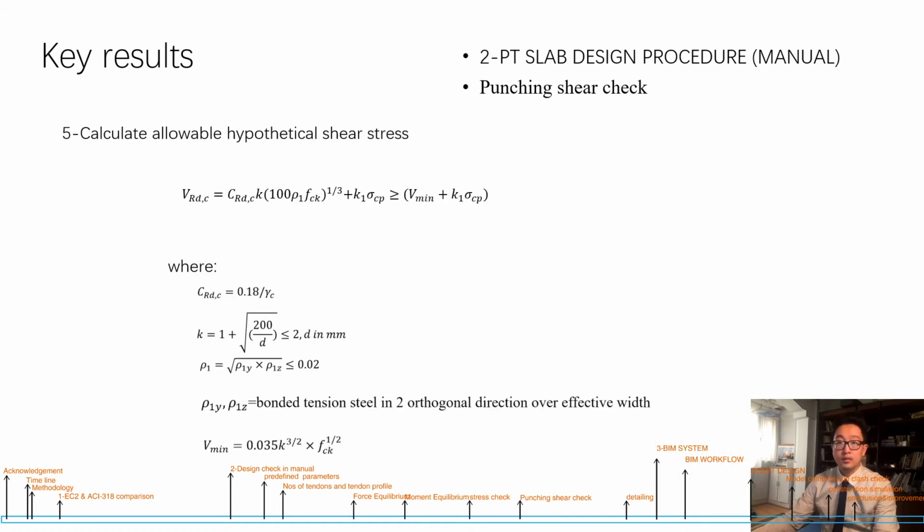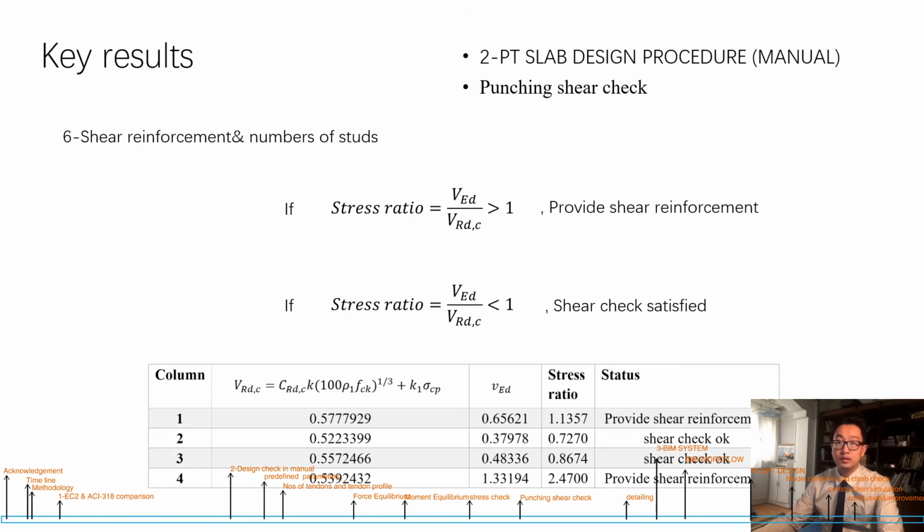Okay, next. This is the calculation of the allowable hypothetical shear stress, which is VRd,c. VRd,c also needs to be bigger than the V minimum plus k1 times. Okay, go to the next step. We already know the VRd,c and VEd, so we can find the stress ratio, VEd divided by VRd,c.